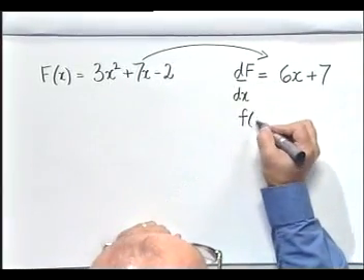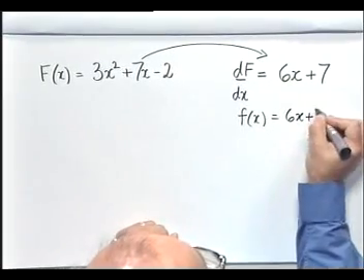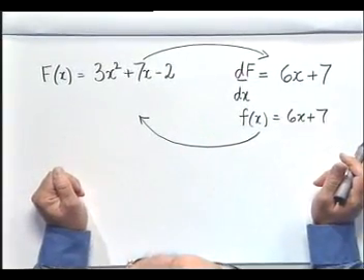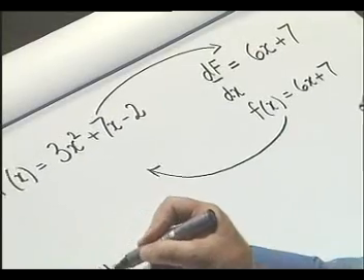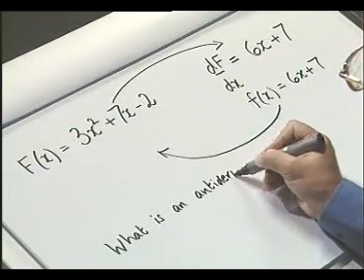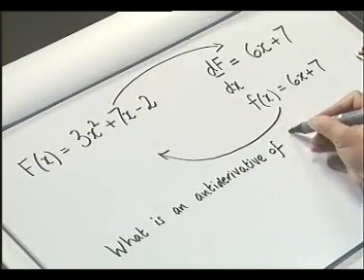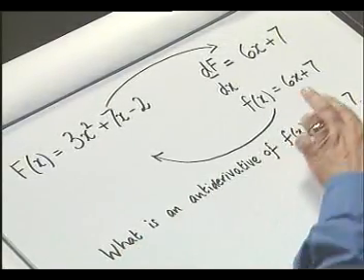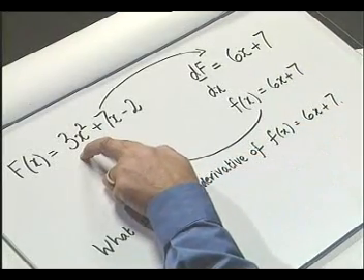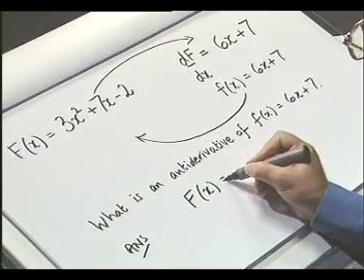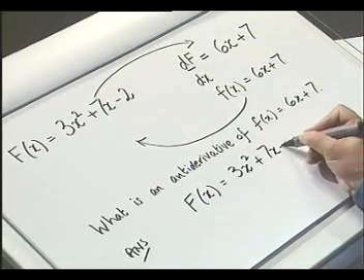So I'm going to write little f of x is 6x plus 7, and think about what will happen when we reverse the process, when we do anti-differentiation. Ask yourself, what is an antiderivative of 6x plus 7? Now, we already have an answer to this question. An antiderivative of 6x plus 7 is 3x squared plus 7x minus 2. So the answer is big F of x is 3x squared plus 7x minus 2.